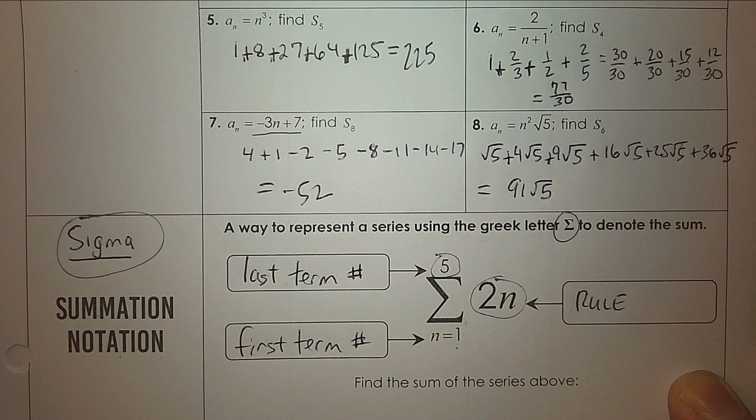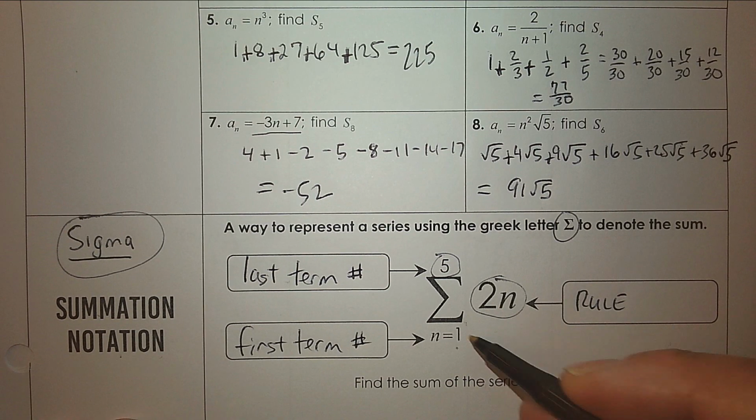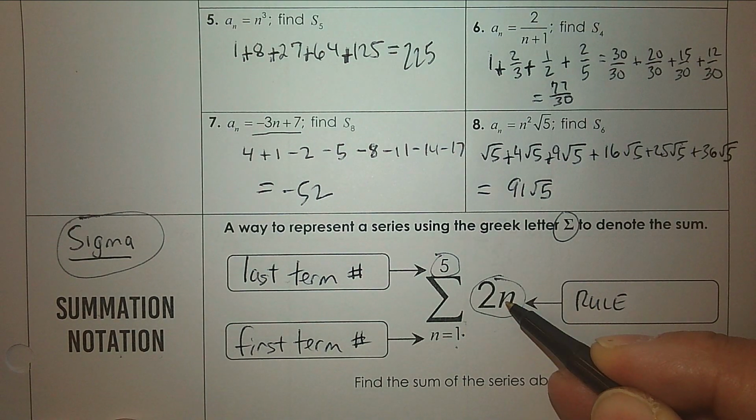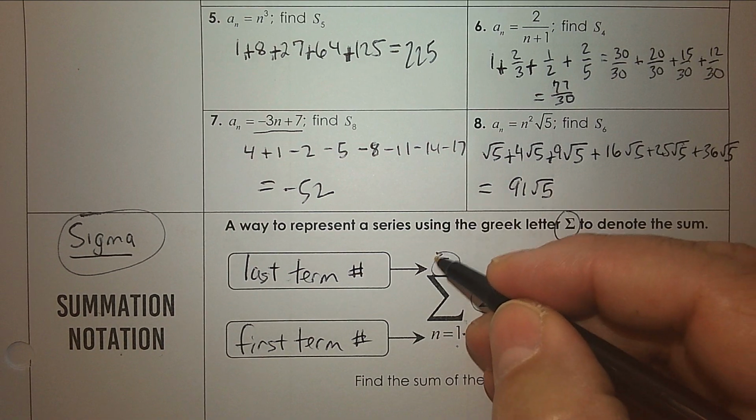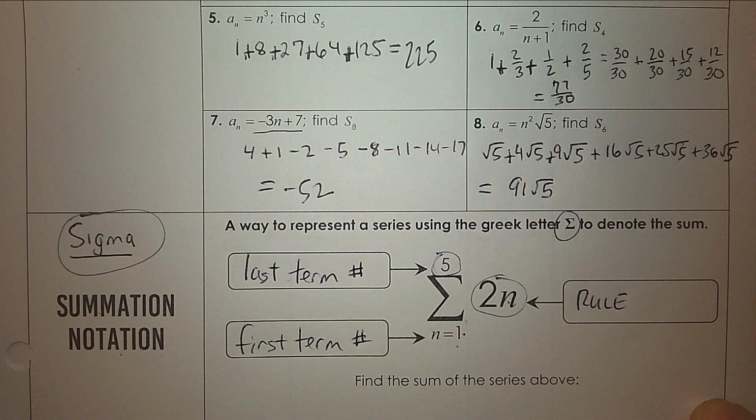So if I want to find the first term, what number do I plug in? 1. If I want to find the next term, you plug in 2. And then this tells you when you end. So the last one you plug in is 5. And it's automatically a series, because that symbol means add them all up. Got it?